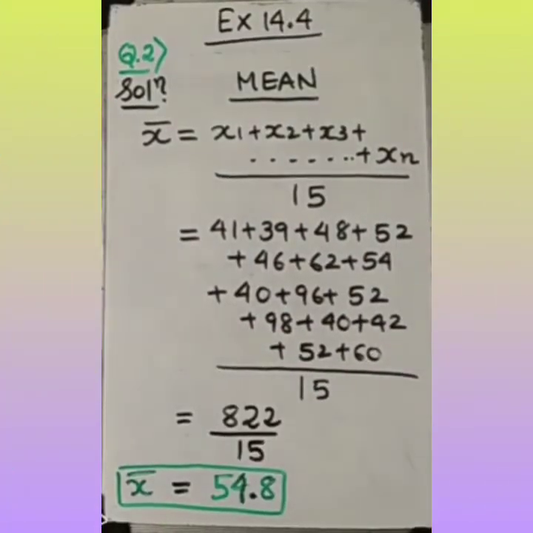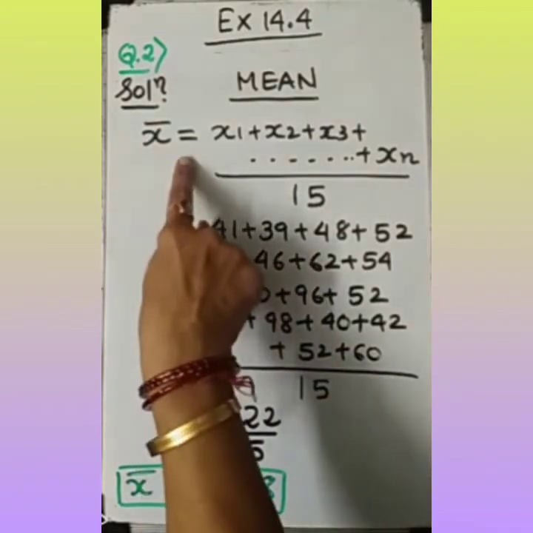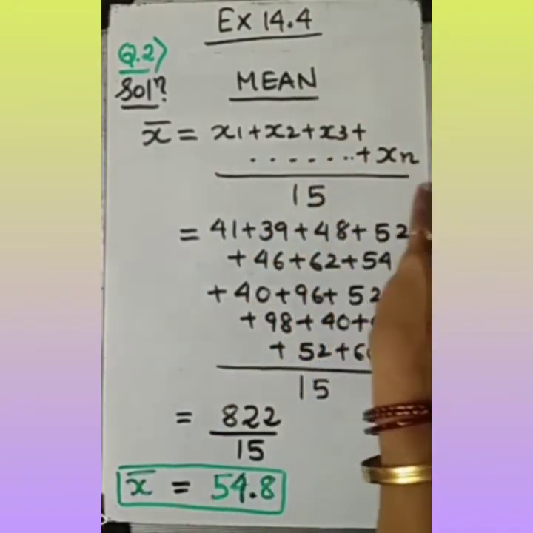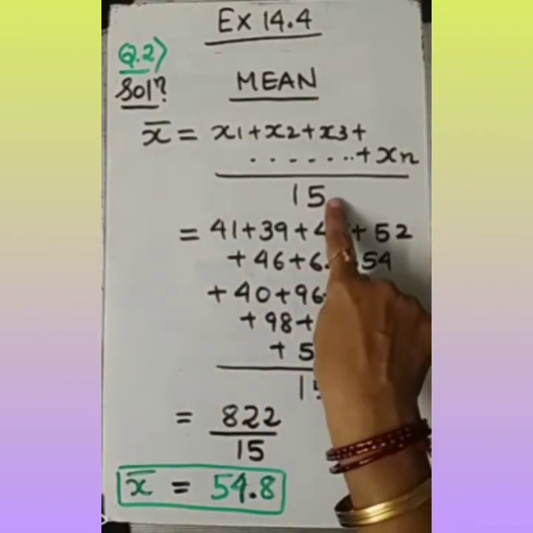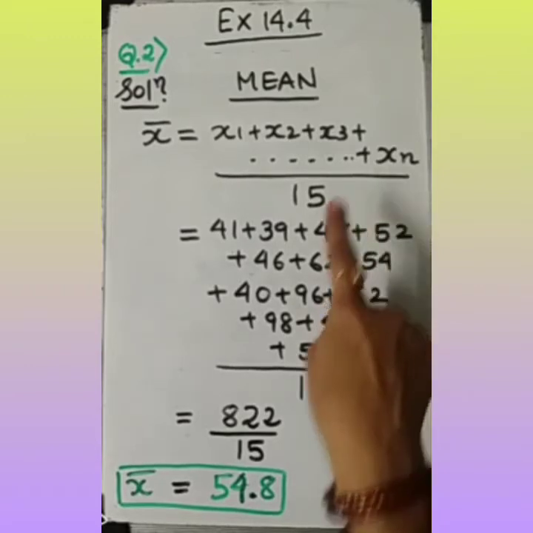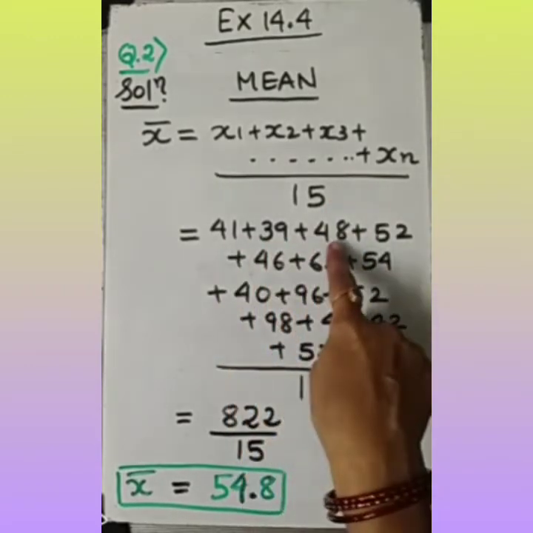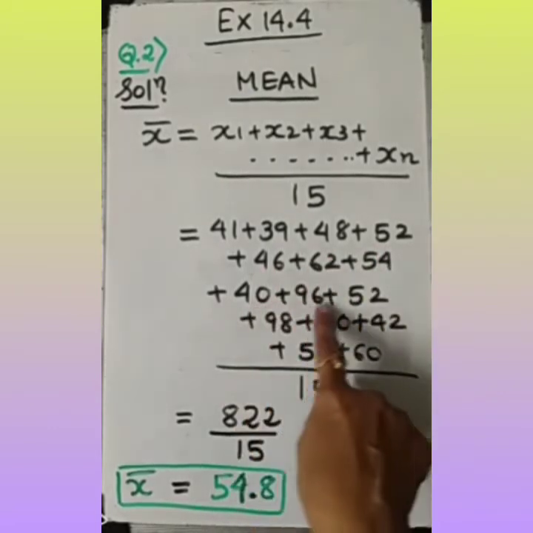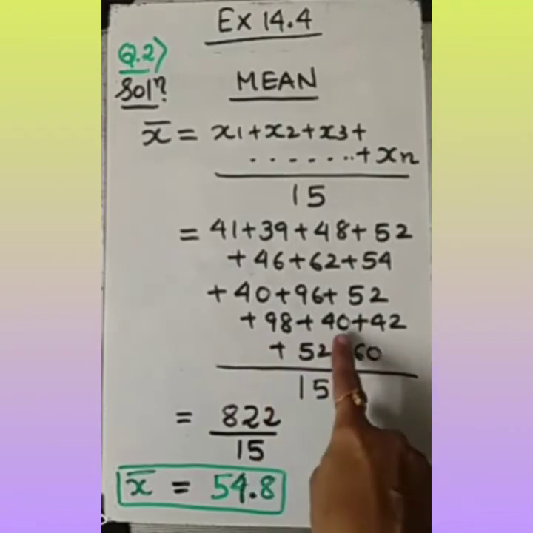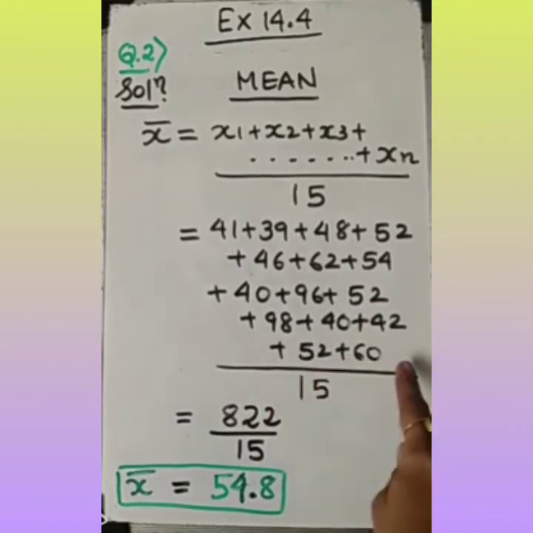So my dear student, as you know, we are working on the mean. We need to find the mean of the given observations. Here the formula is x bar equal to x1 plus x2 plus x3 plus ... plus xn. Here the total number of observations is 15. We need to divide the sum by 15. Got it? So here 41 plus 39 plus 48 plus 52 plus 46 plus 62 plus 54 plus 40 plus 96 plus 52 plus 98 plus 40 plus 42 plus 52 plus 60.